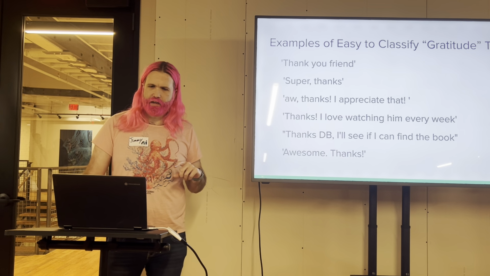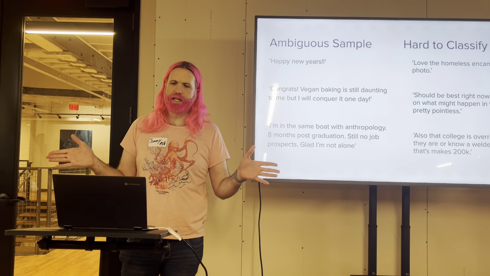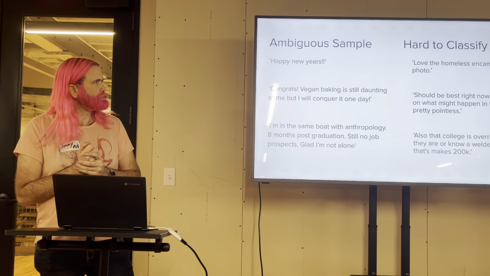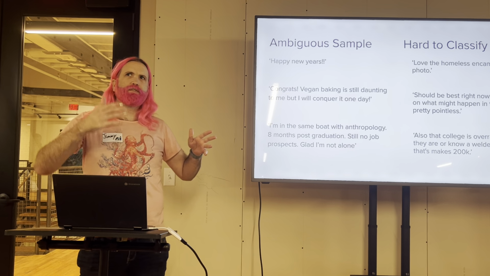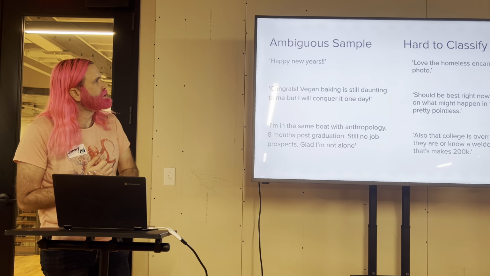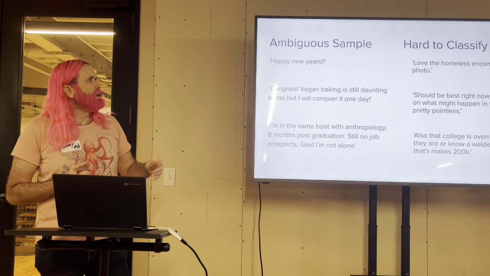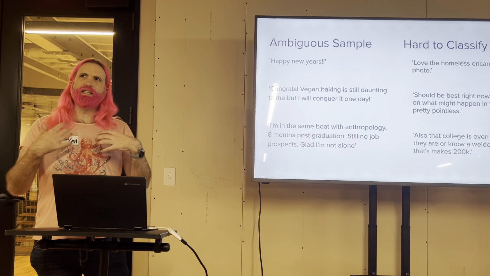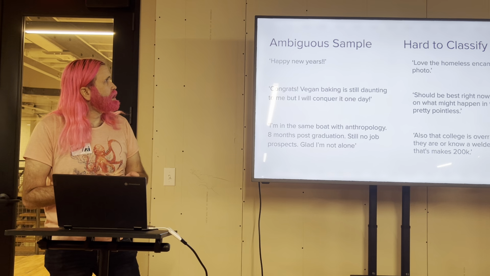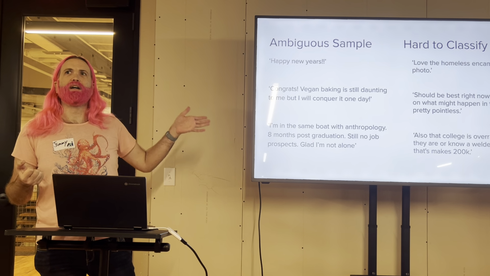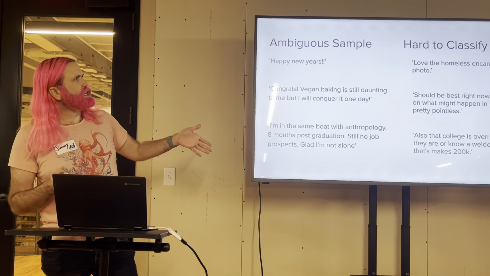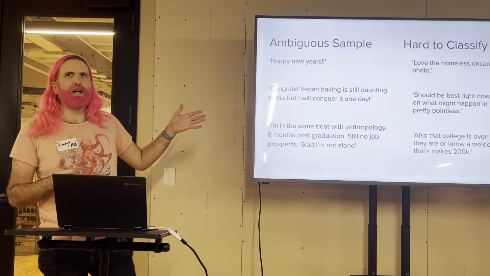Where the real information and sort of the map part of the data map comes in is when we start looking at some of the ambiguous and some of the hard to classify samples. So on your ambiguous, for folks who can't read them all the way back there, we've got stuff like Happy New Year's, congrats, vegan baking is still daunting, but I'll conquer it one day. A lot of text snippets that I as a human might actually have some difficulty classifying. And not only that, they may be expressing joy or other positive emotions, but not specifically gratitude. So one would understand why maybe the humans might have struggled to do this and why the model is struggling to do this.